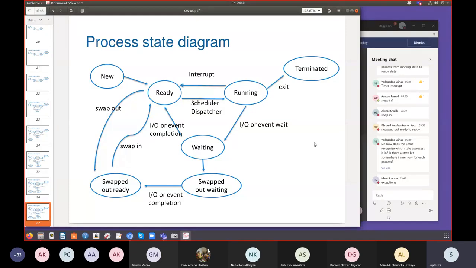Okay, any other questions about this process state diagram? Okay, if not, let me proceed. And feel free to write here if you have questions.